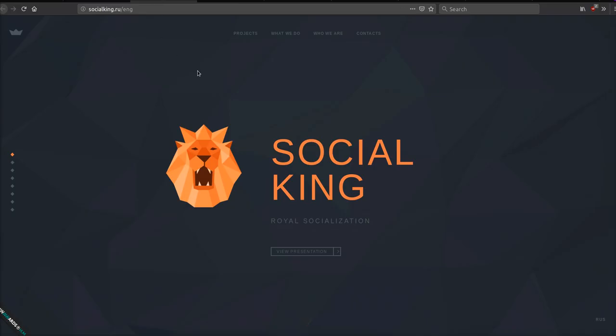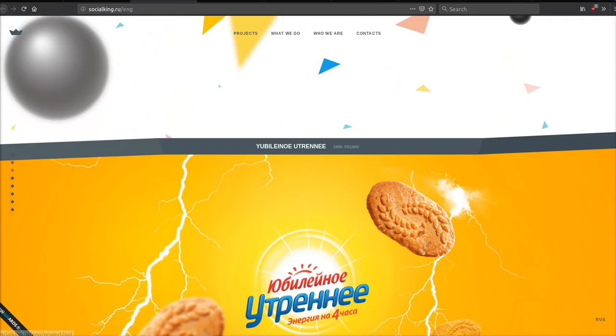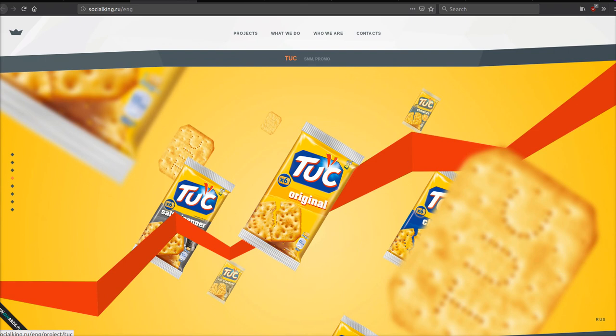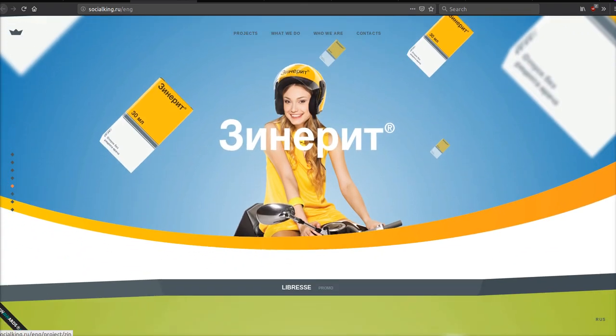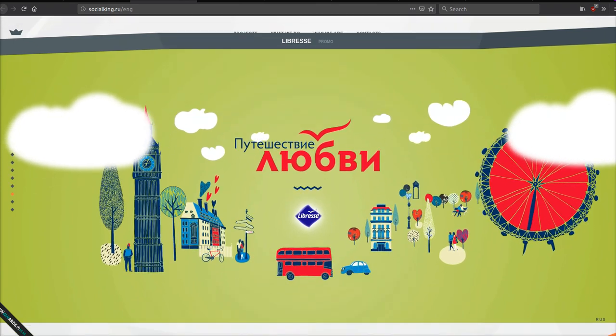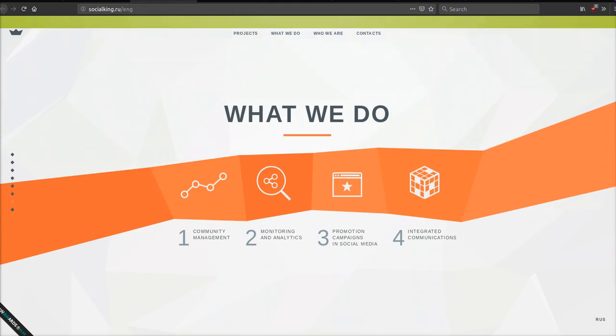The next one we're going to be looking at is socialking.ru. Okay, so this one is pretty cool. I really like how this stuff really moves inside of the parallaxes. It looks like some type of cookie company or something. And then I really like this one where the cars are moving, and the Ferris wheel. It looks really, really cool.